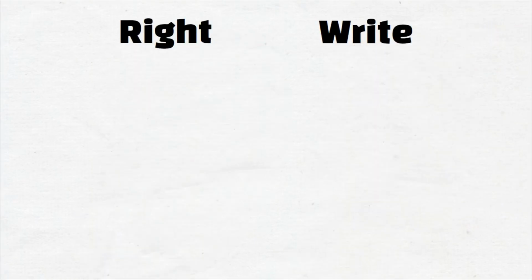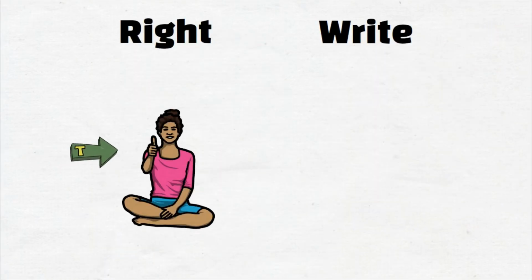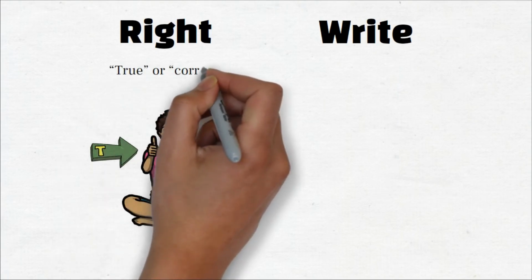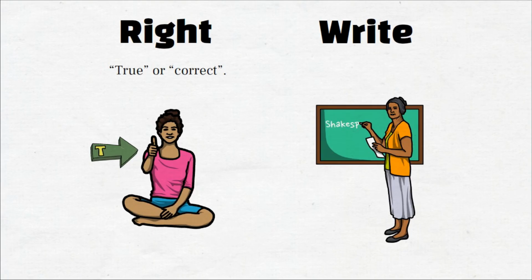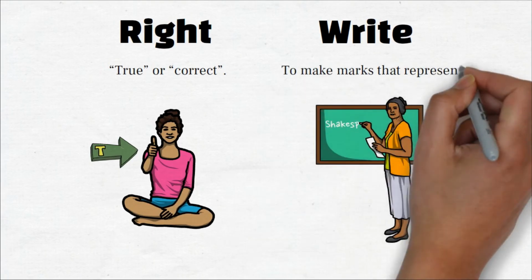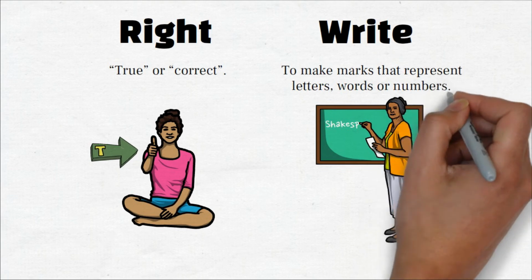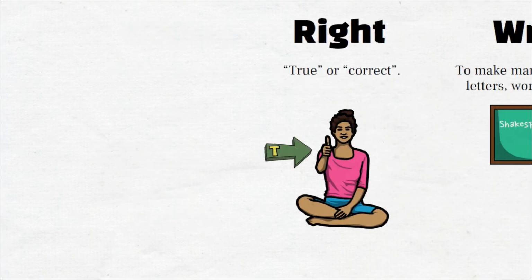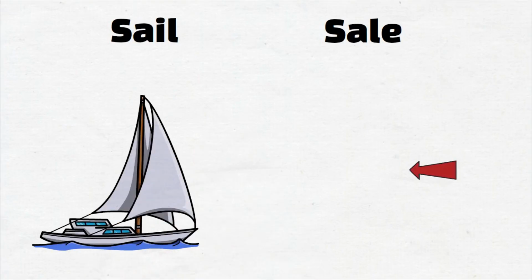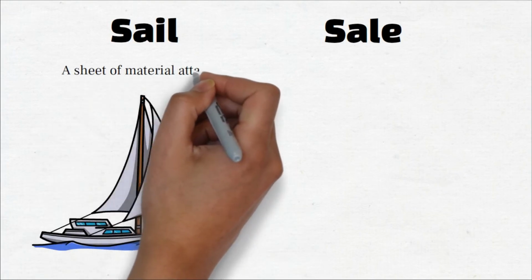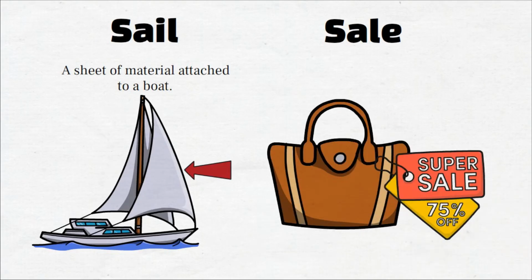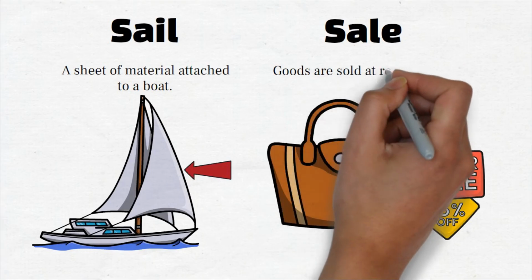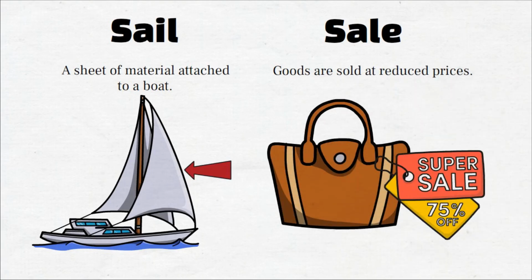Right. The first means true or correct. The second means to make marks that represent letters, words, or numbers. Sail. The first is a sheet of material attached to a boat. The second is when goods are sold at reduced prices.